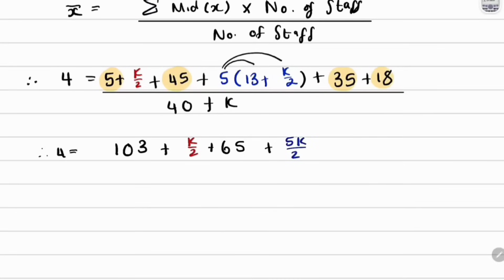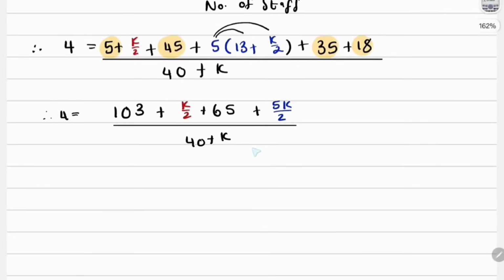So we're going to have to add our k's together as well. And this goes all over 40 plus k. Now that we have this, we still have two things to add there. So 4 is equal to 103 plus 65 is 168. And we have our k's. So let's add our k's together. Do you see that the denominators are the same? If the denominators are the same, just add your numerators. K plus 5k gives you 6k over 2. 6k over 2 can be simplified. 6 divided by 2 is 3. So this is actually 3k.